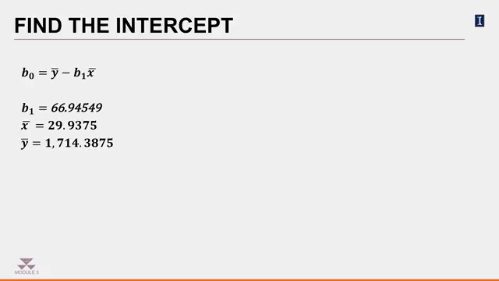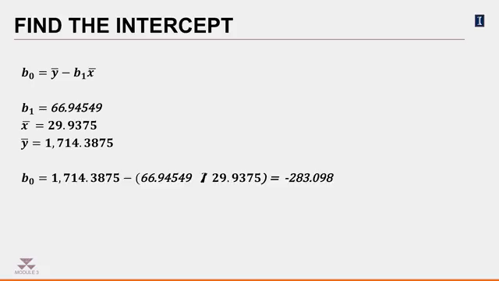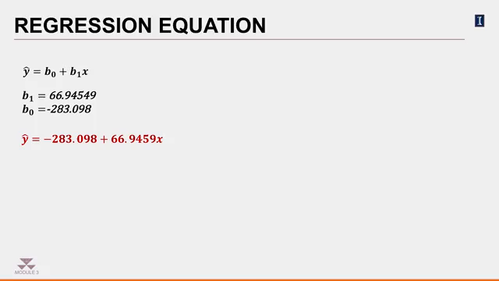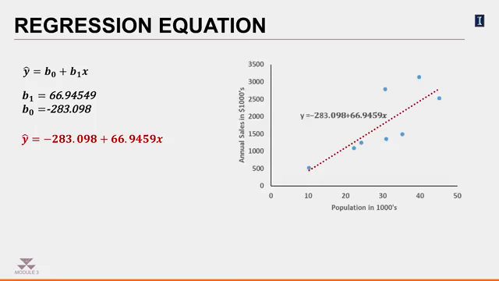Now we can calculate the intercept b sub 0. Again, substituting numbers for the notation, we can find the intercept to be negative 283.098. Now we can write the regression equation. This is the complete regression equation. Plotting our data, the scatter plot and the regression line will look like this. The intercept is a negative value. Just imagine extending the line until it intercepts with y. That would yield a negative value.